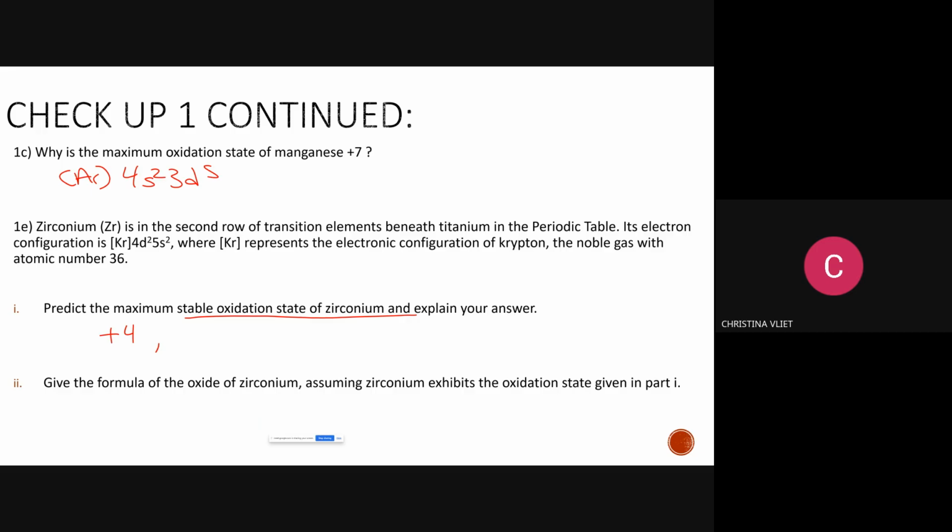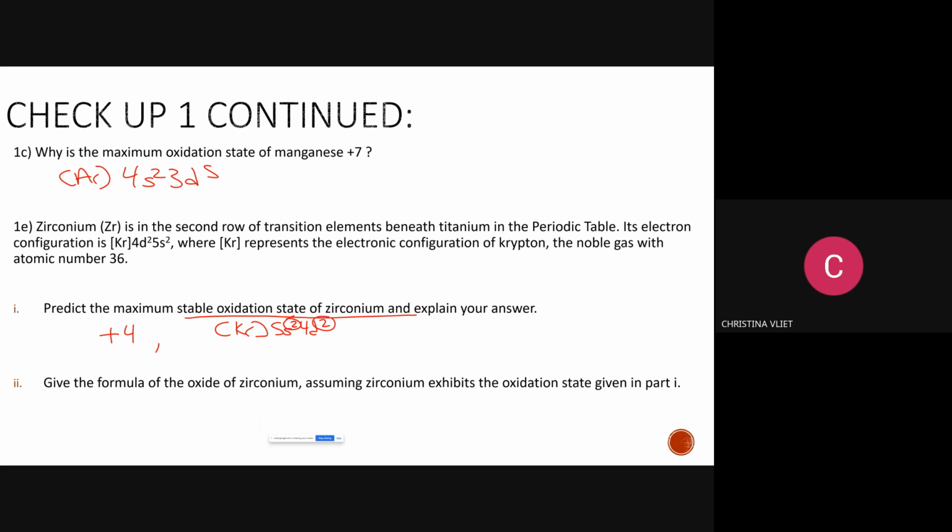So you can write out this electron configuration. It would be krypton, 5s2, 4d2, and then these are the 4 electrons that could be taken away. Could zinc's electrons be taken away? Sure, but in practicality are they taken away? No, because zinc is a fixed charge one. It has +2. Zinc, cadmium, and silver have fixed charges.